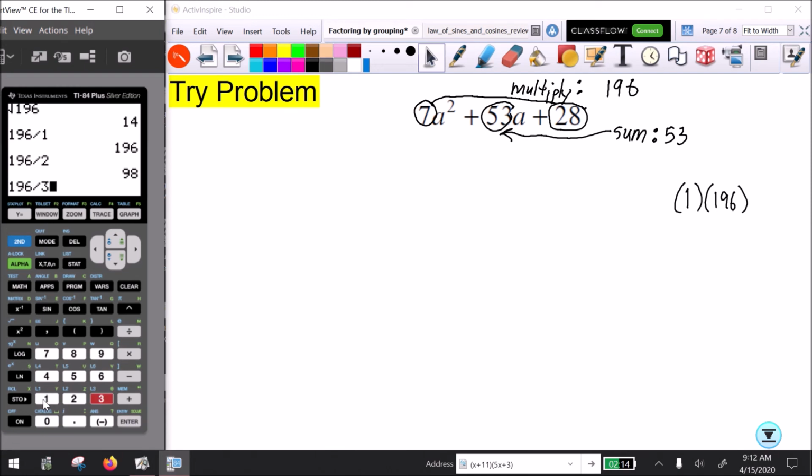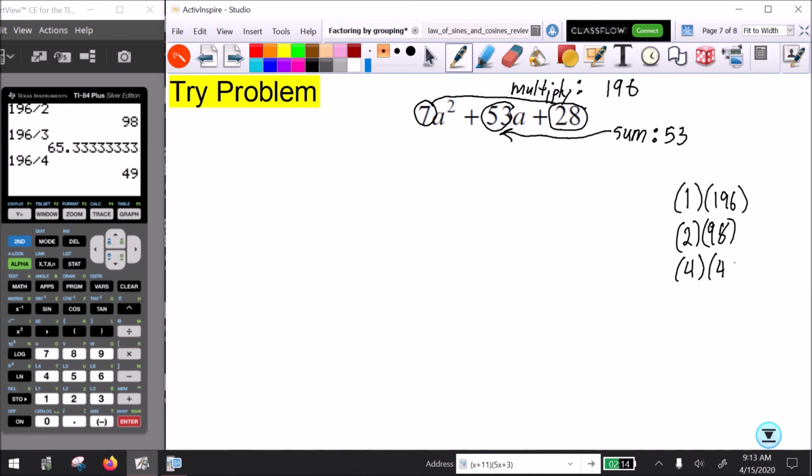196 divided by 3 does not go into it evenly. 196 divided by 4. Alright, so we have 2 times 98 is 196. 4 multiplied by 49. 5 doesn't go into it evenly. 6 doesn't go into it evenly. 7 goes into it 28 times.